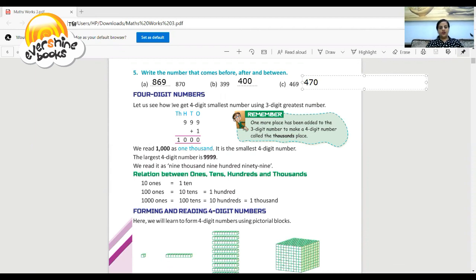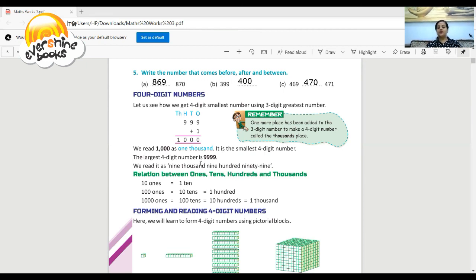So 4-digit numbers. Now we will do 4-digit numbers. As we know, the 3-digit largest number is 999. When we add 1 to that, it becomes 1000. 1000 is the smallest 4-digit number. One more place has been added to the 3-digit number to make a 4-digit number, that is called the thousand place. We read 1000 as one thousand.